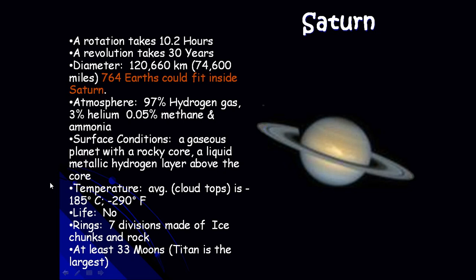Now, it cannot sustain life. And as far as rings are concerned, there are 7 divisions that are made of ice chunks and rock. And at least 33 moons are known, with Titan being the largest of the natural satellites.